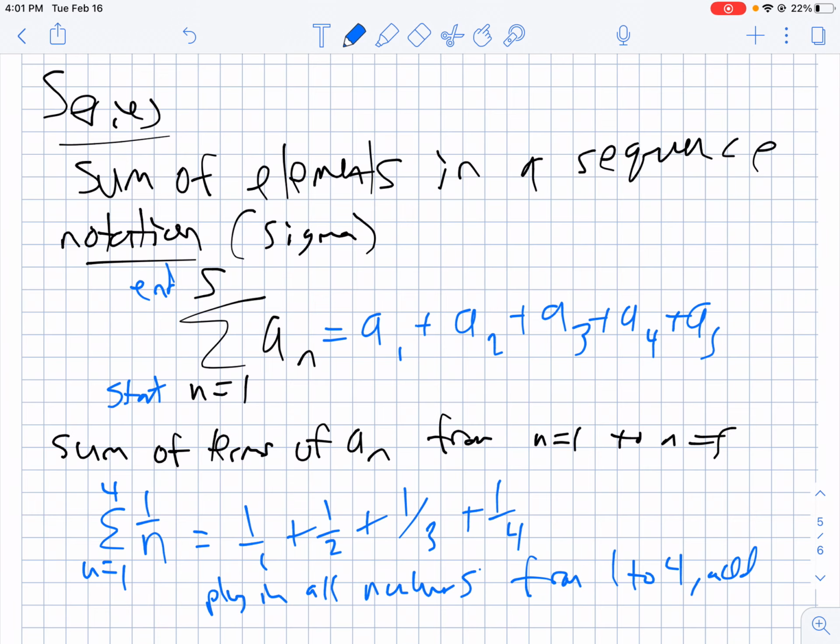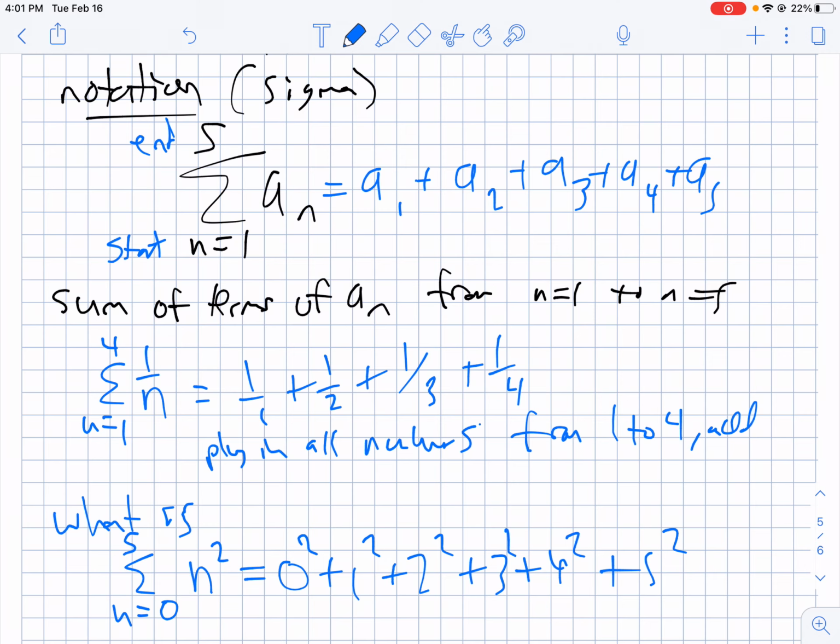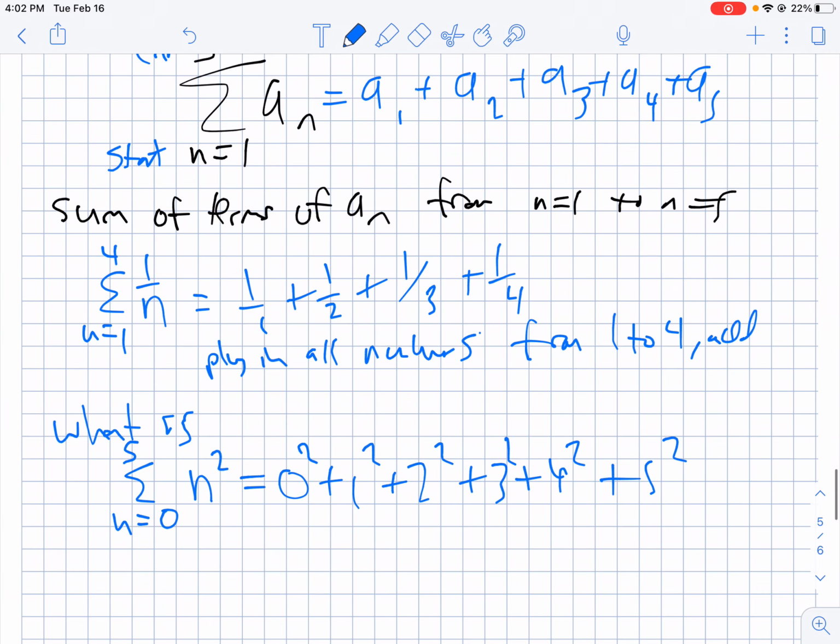If I ask, for example, what is the sum from n equals 0 to n equals 5 of n squared? Well, that's saying let's do 0 squared plus 1 squared plus 2 squared plus 3 squared plus 4 squared plus 5 squared. So that's 0 plus 1 plus 4 plus 9 plus 16 plus 25, which is 55. Okay, cool. That's the notation we're using for adding together a couple of these.